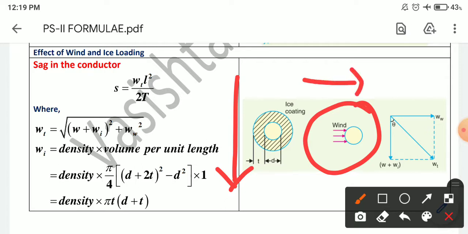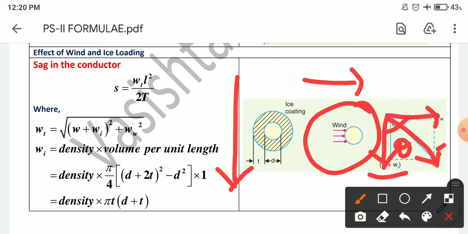Okay, therefore, if you add the two forces in addition to the weight force of the conductor, the total weight becomes W plus Wi, that is acting downwards, and the wind force Ww that is acting horizontally. The resultant weight is given by the vector addition of the two weights. Therefore, here theta is the angle between the resultant weight and the weight of the wind plus weight of ice plus weight of conductor.